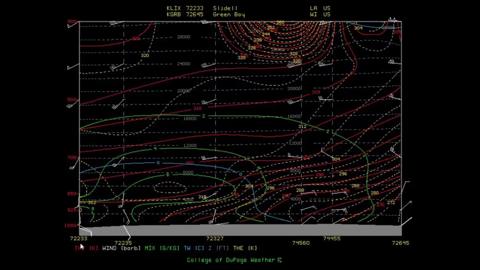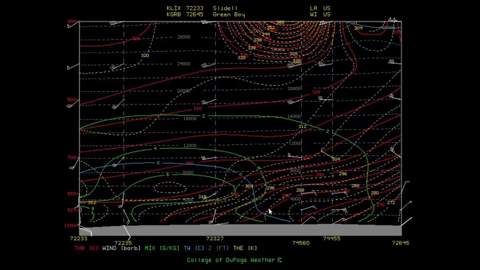All right, so 72233 is indicating Slidell, Louisiana, and 72645 is going to be Green Bay. So this cross-section is taken from Slidell to Green Bay, and we're looking to identify where our moisture is decreasing, where we're going to have a cold front, and so on and so forth.